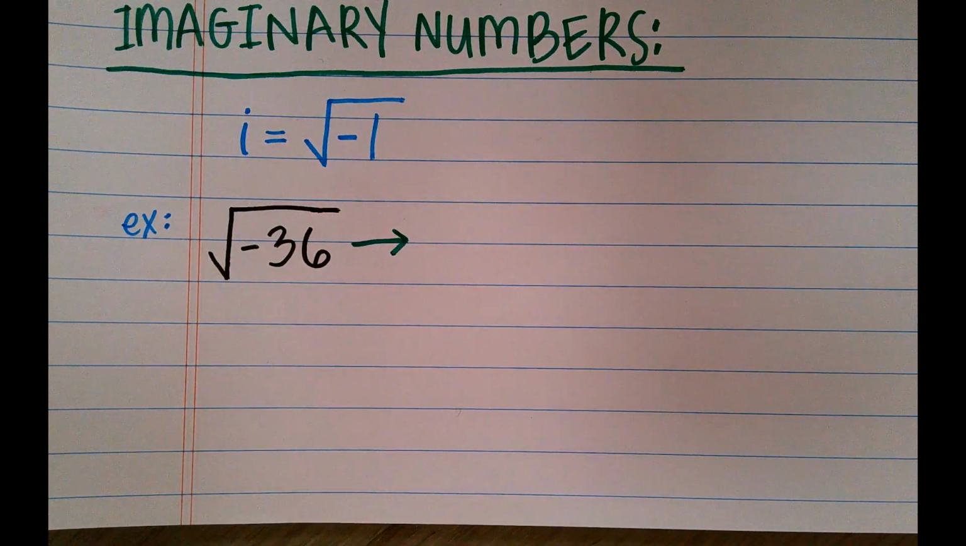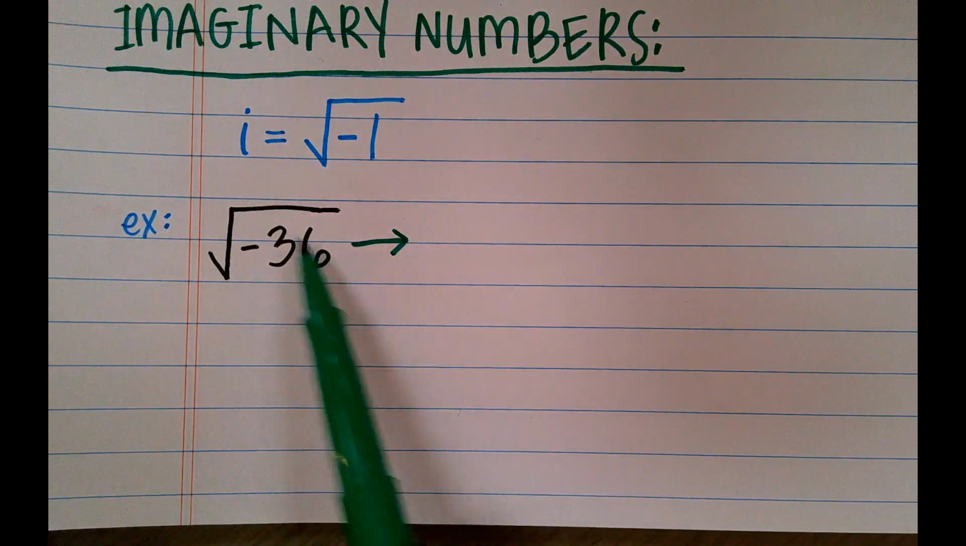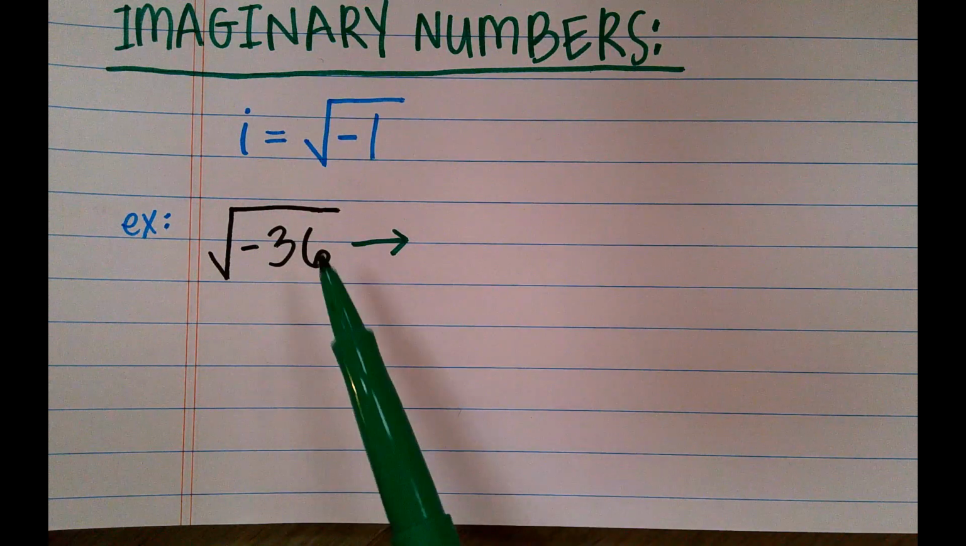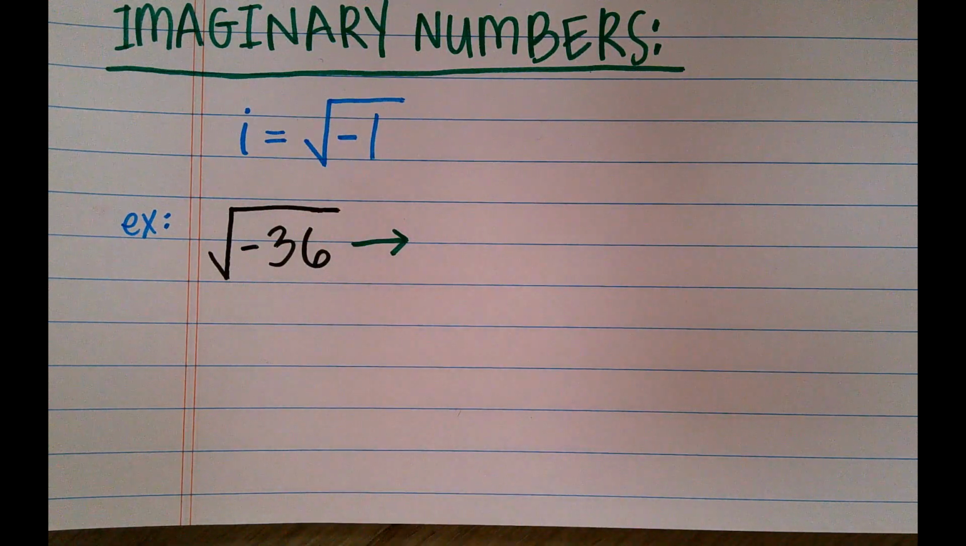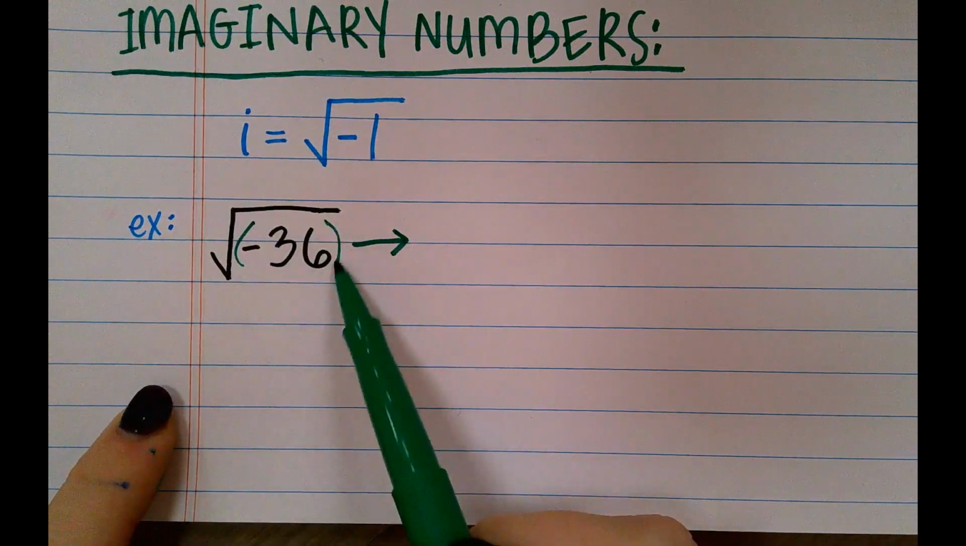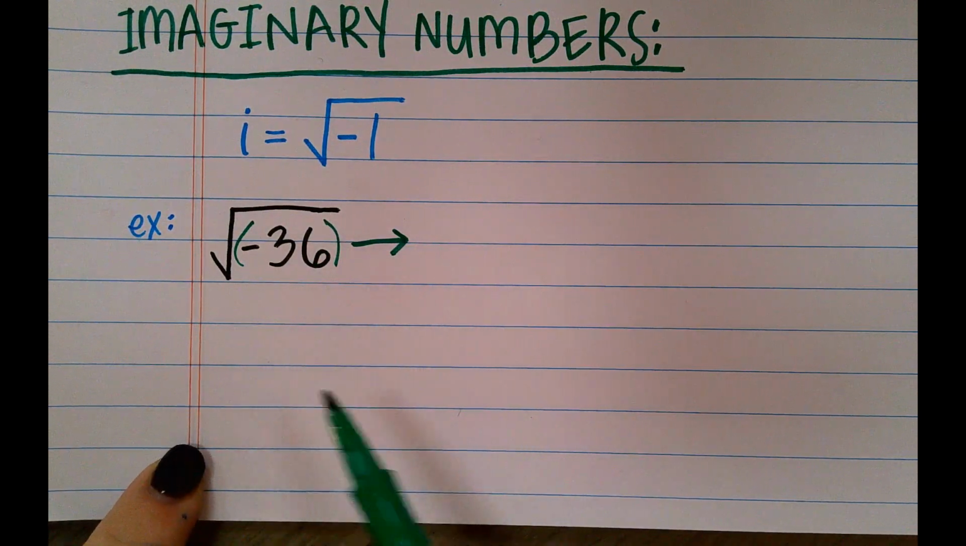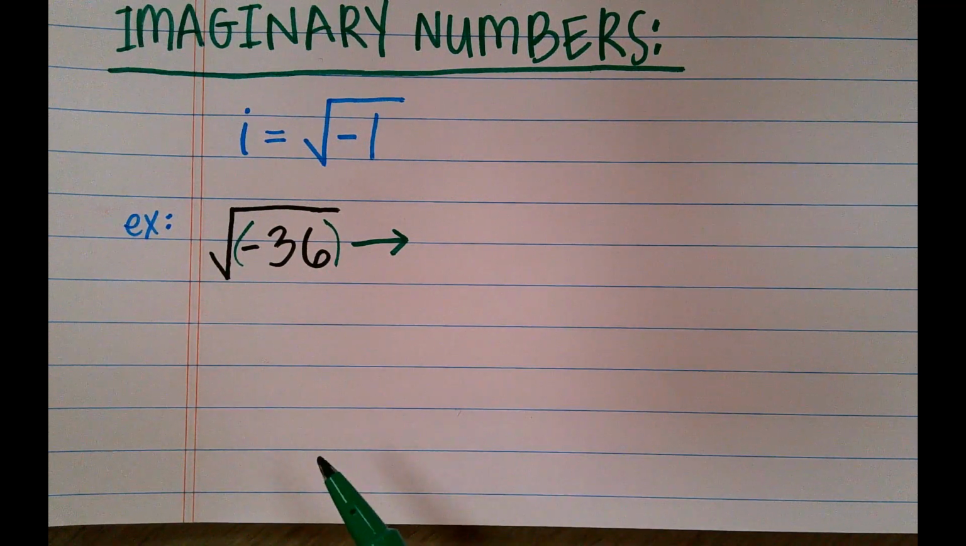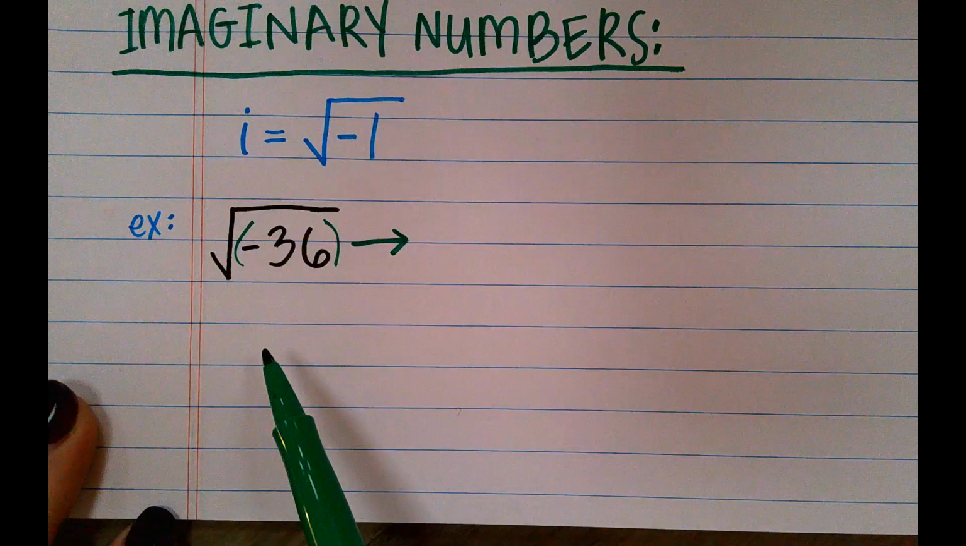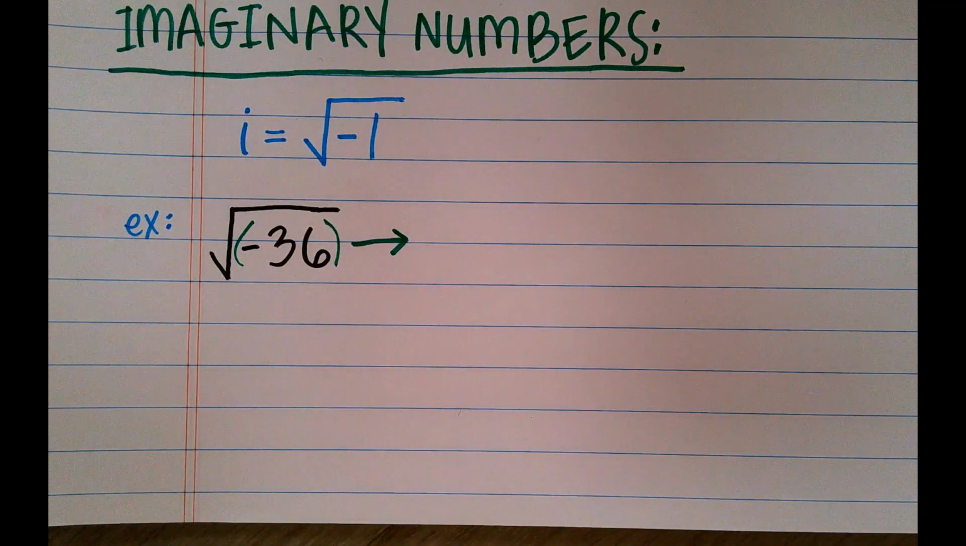Negative 36, the square root of that does not exist, because whenever we find the square root of a number, we're trying to think, what number can I multiply by itself to get negative 36? Well, I know positive 6 times positive 6 is 36. Negative 6 times negative 6 is also 36. Yes, it would have to be one negative and one positive, but then that's not the square root because it's not the same number, okay? So it doesn't exist. It doesn't exist.